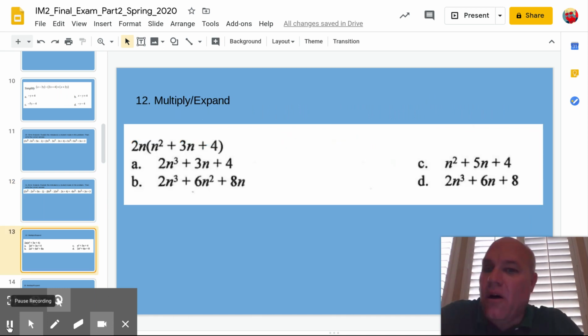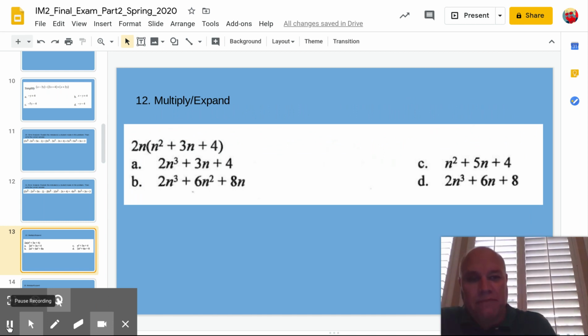Question 12, multiply or expand this polynomial. So I want you to rewrite it basically in standard form. Do the work on your paper, then select the A, B, C, or D.